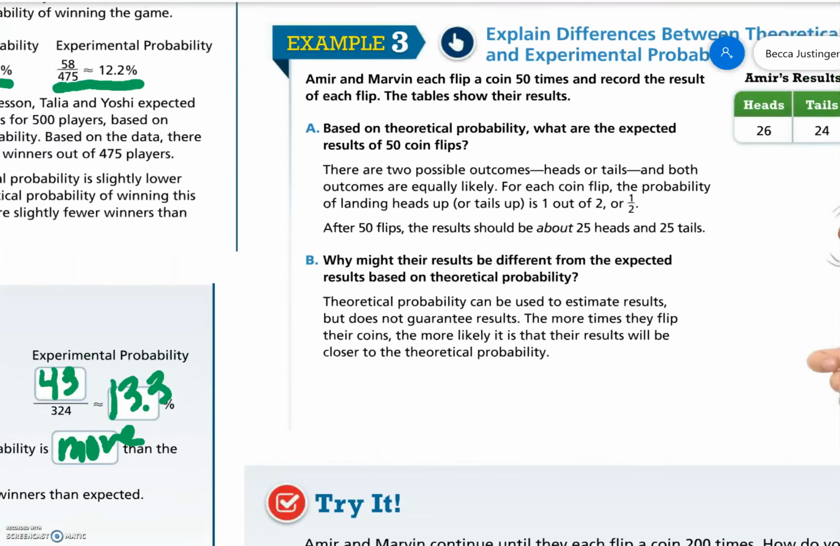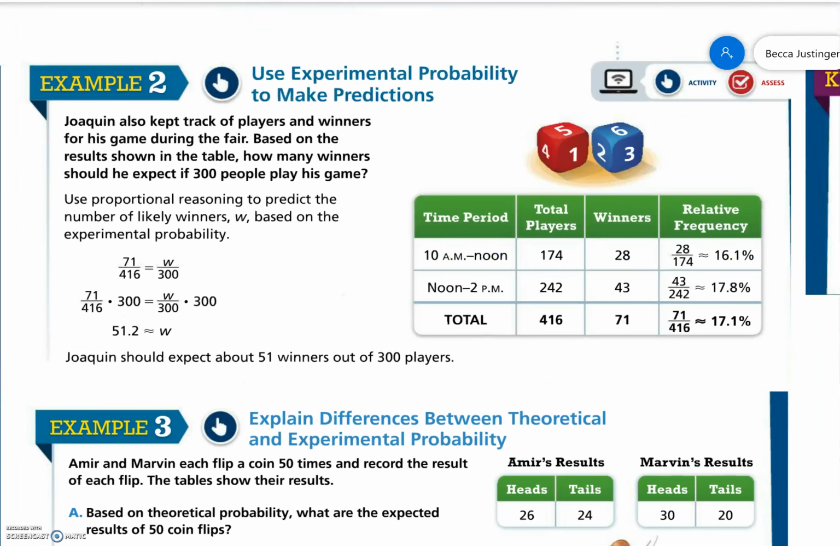Example number 2. Use probability to make predictions. Joaquin also kept track of players and winners for his game during the fair. Based on the results shown in the table, how many winners should he expect if 300 people play this game? Well, use proportional reasoning to predict the number of likely winners, W, based on the experimental probability.